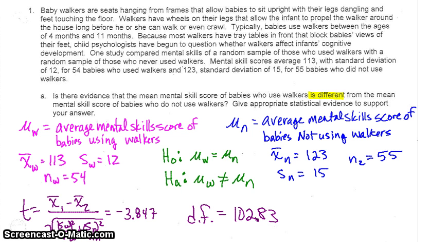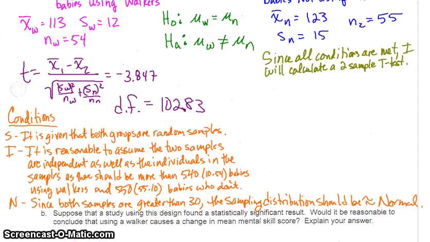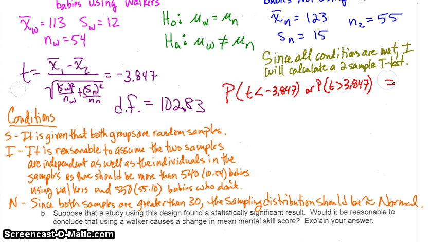Once we have our summary statistics, we have our conditions. Try to get those done, and mine will pop up in just a moment. All right, our conditions are met, so we can say that since all conditions are met, I will calculate a two-sample t-test. I'm looking at the probability that t is less than negative 3.847 or the probability that t is greater than 3.847, combined, so I'm going to have this two-tailed look.